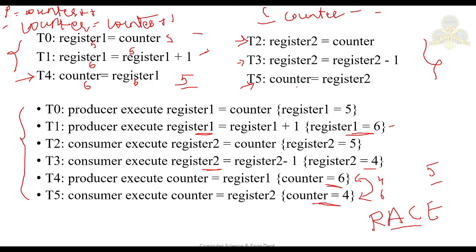With process synchronization, we can solve this race condition. How can we solve this? At a time, either you execute the consumer process or you execute the producer process to access that shared variable counter. So this is some background on synchronization.